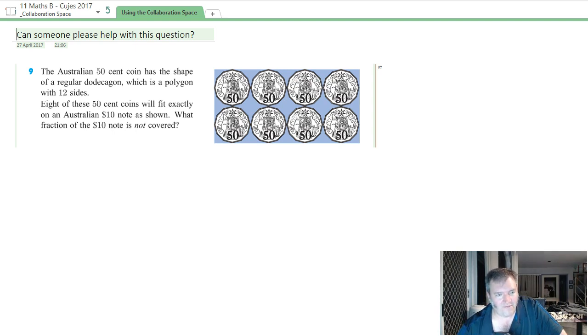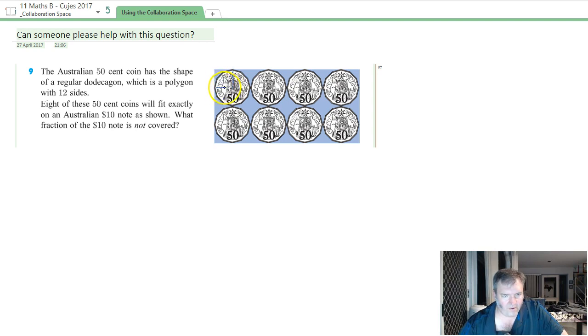8 of these 50-cent coins will fit exactly on a $10 note as shown. What fraction of the $10 note is not covered? This is going to be a little bit of a challenge. Let's start with our dodecagon.